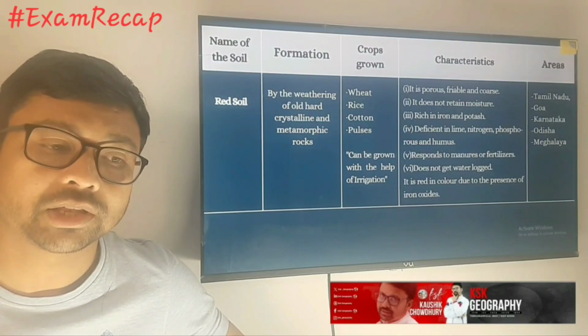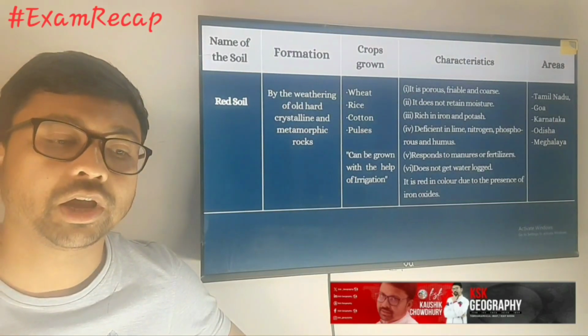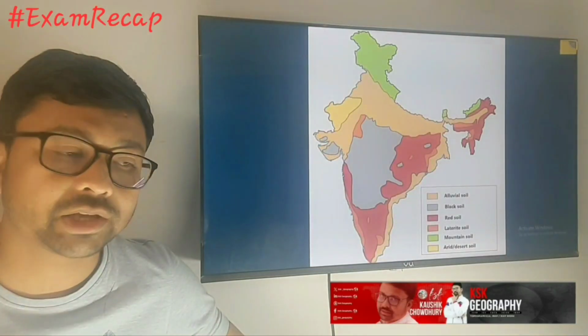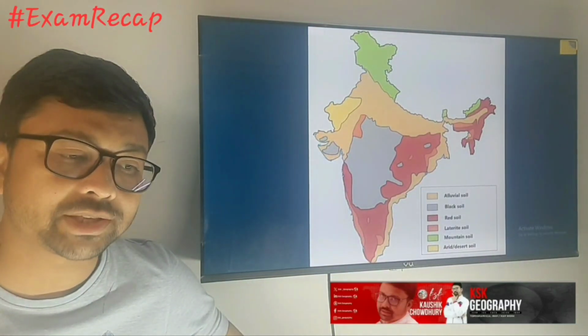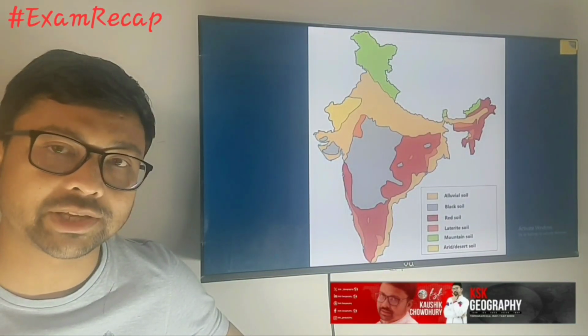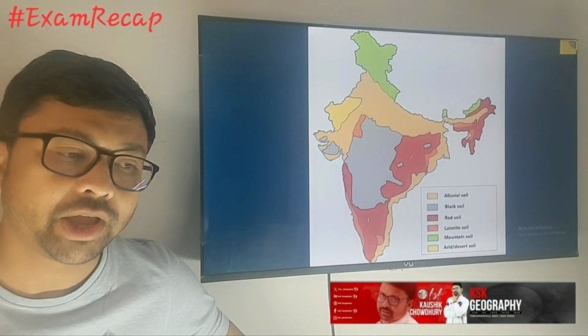Next, the area where it is found: Tamil Nadu, Goa, Karnataka, Odisha and Meghalaya. Here you can see where we can find the red soil, right? So you can see in that map where you can get the red soil.